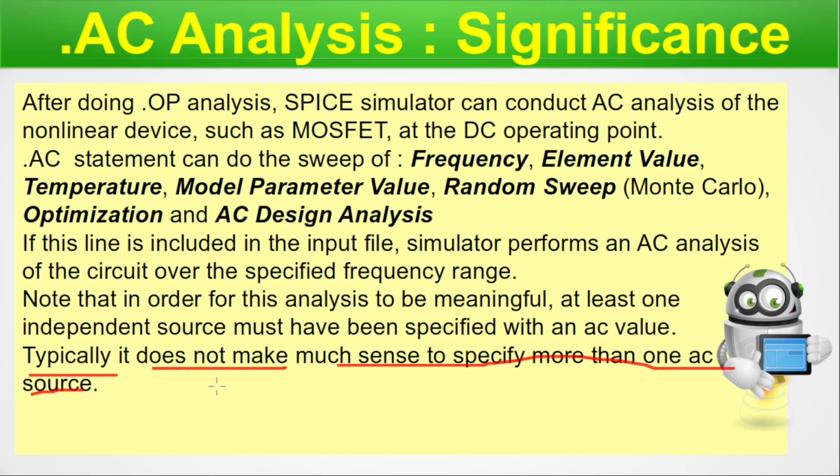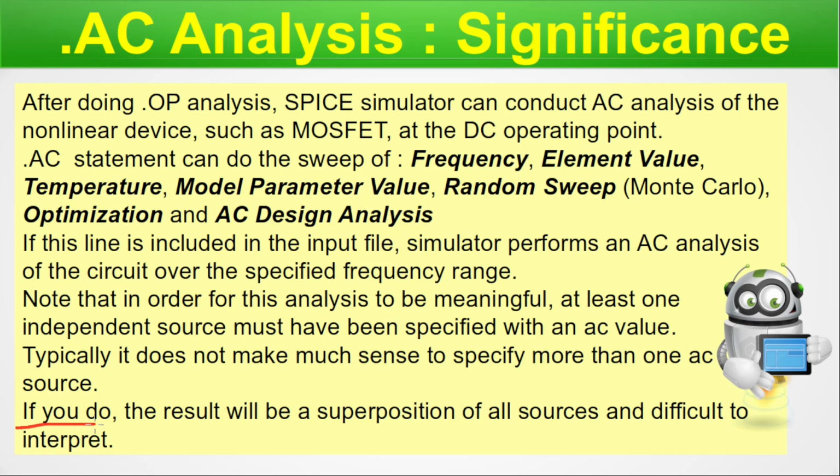Obviously, in AC, either we will vary the voltage or the frequency, right? So it doesn't make sense to have multiple AC sources in the same circuit. Generally, there will be a DC and a superimposed AC. If you do, the result will be a superposition of all sources and difficult to interpret. So if we take more than one AC source in the circuit and try to analyze, the final outcome will have the cumulative effect of all the AC sources, and that will be very difficult to interpret, analyze, or debug. So that is the significance of the AC analysis. Let's move on to the next slide to see some examples.